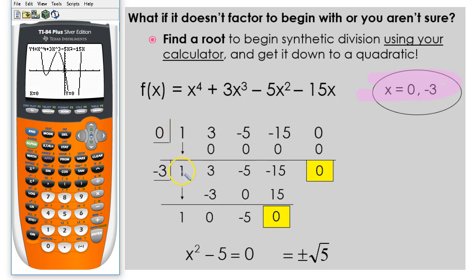Now we'll start by dividing by 0, and dividing by 0 is actually pretty easy because once you bring down the 1, every time you multiply 0 times something you get 0. So it's 3 plus 0, multiply all the way down till you get to the end, and 0 plus 0 gives us a remainder of 0. Remember that this remainder of 0 lets us know that we got this right. It is a root if you get a remainder of 0 when you use synthetic division.